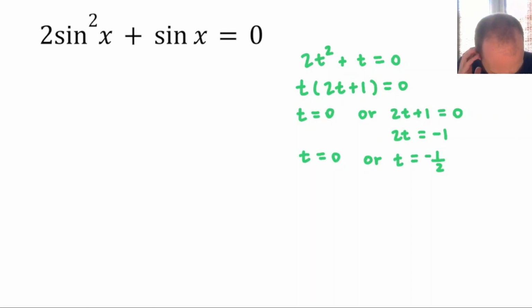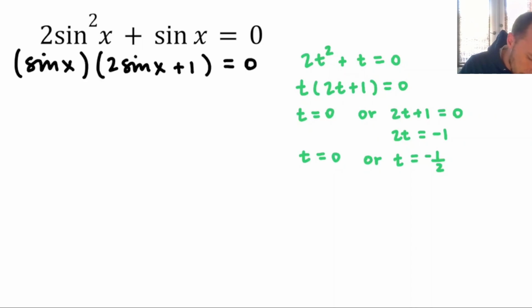Okay, with 2 sine squared x plus sine x equals 0. Now, if you wanted to say let t equal sine x and proceed with what I did in green and just let that be your work, you can go ahead and do that. That's fine. I'm just probably not going to do that all the time. I'll probably just factor with sine because I think y'all can handle it.